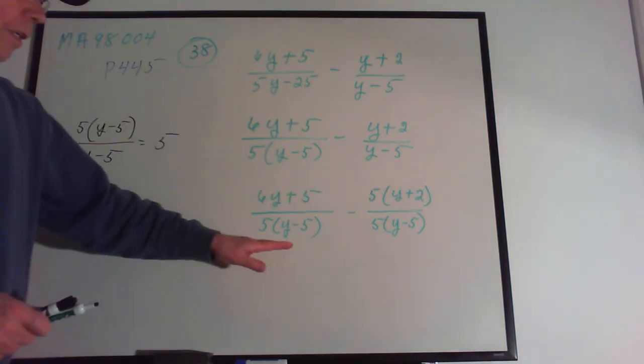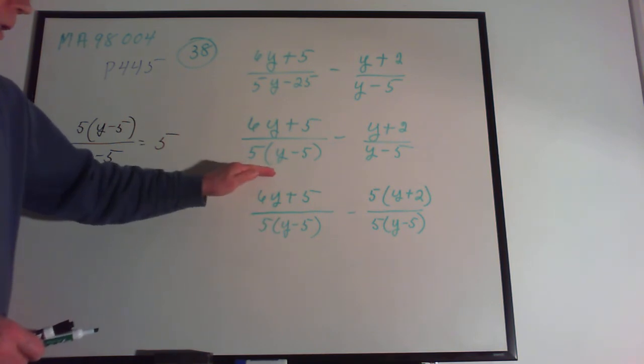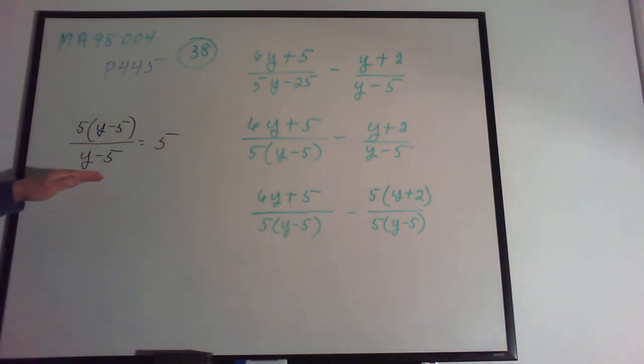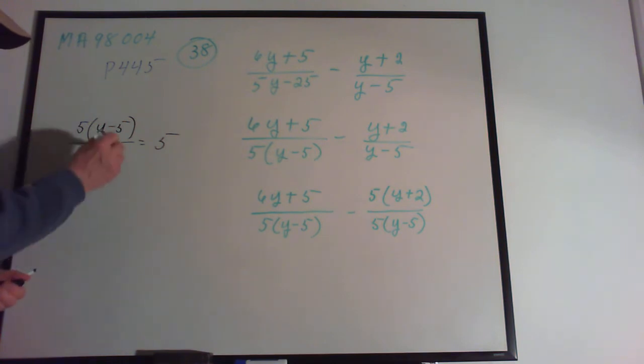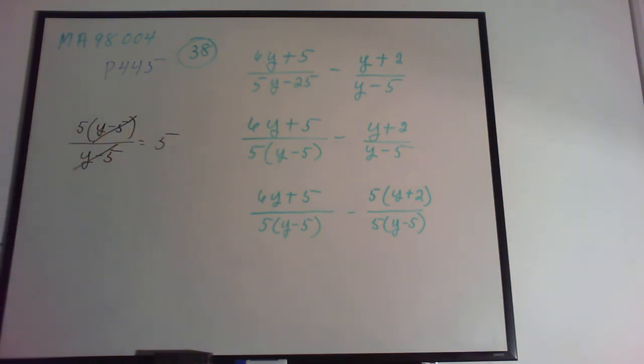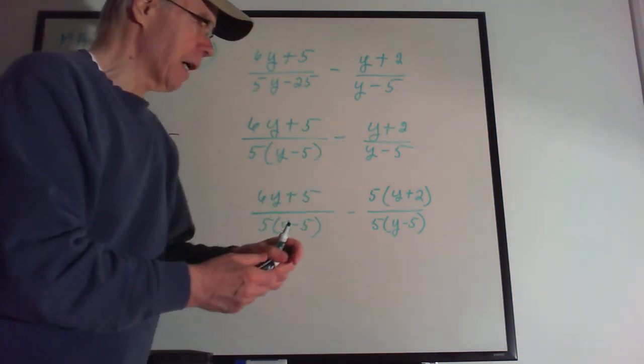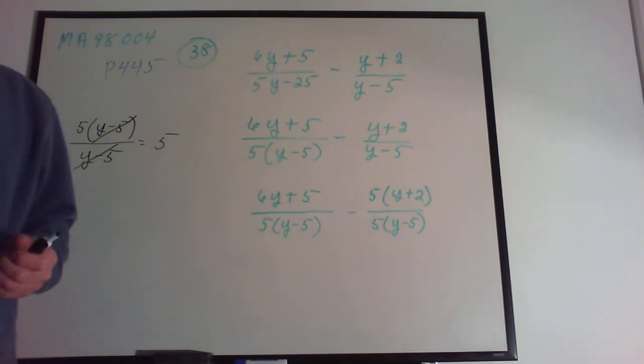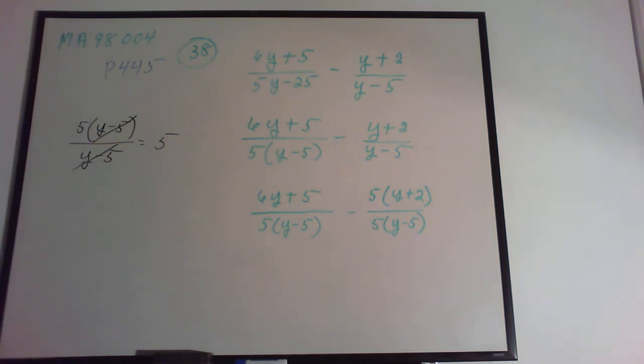All right, I divide the new denominator by the old denominator. When I do it over here, it's going to be 5 times y minus 5 divided by y minus 5, which leaves me a 5. These cancel. So I have to multiply 5 times parentheses y plus 2 into parentheses. Go ahead and do it and simplify it. Pause the video.